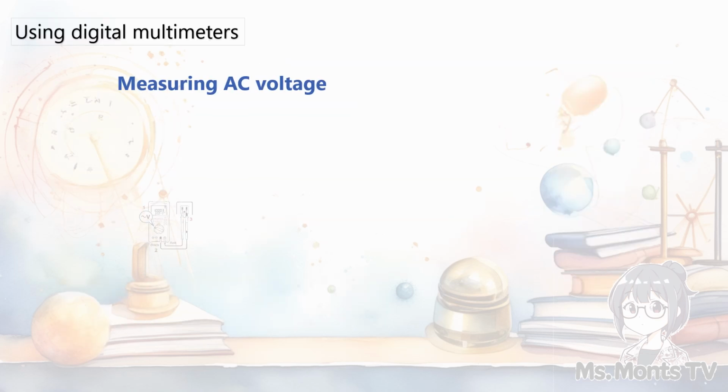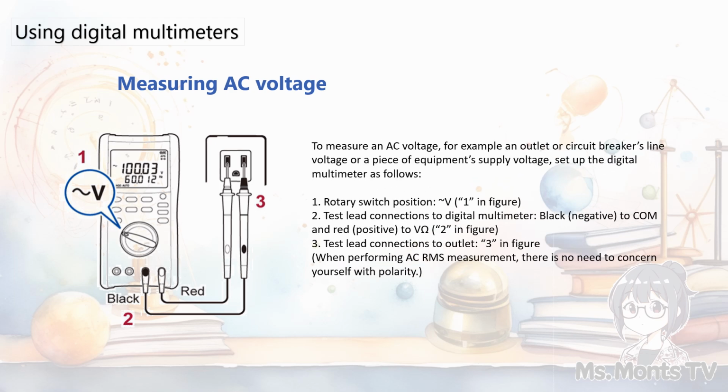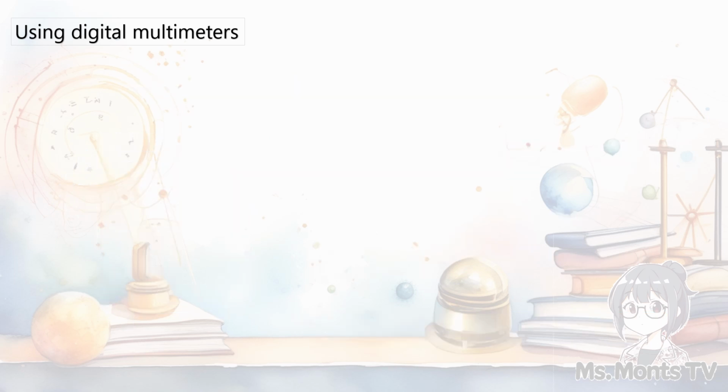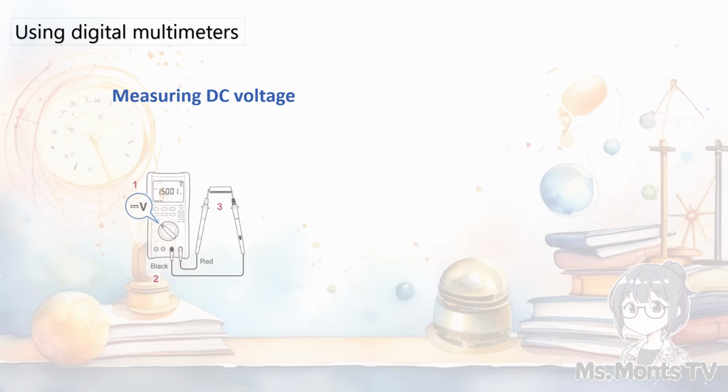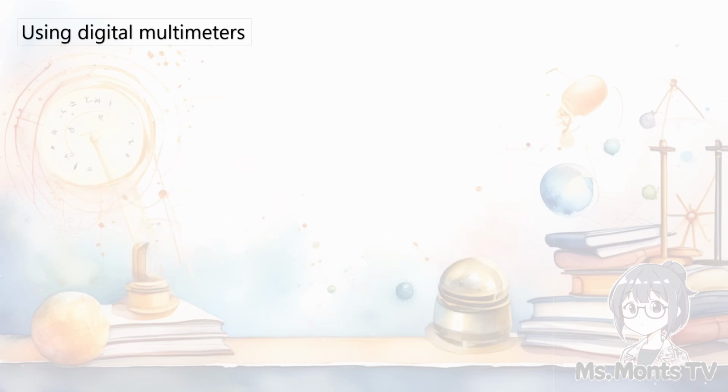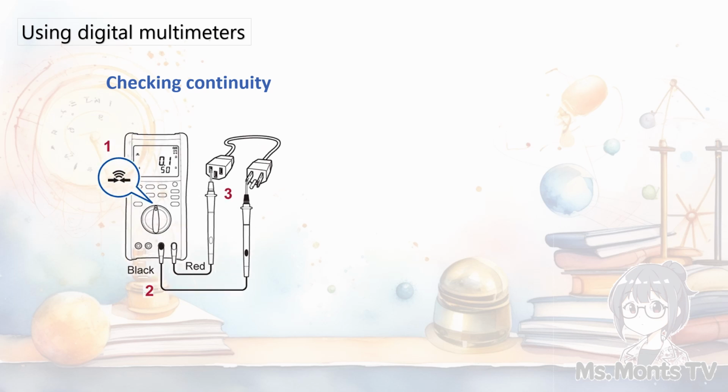So we can measure AC voltage. But remember, be very careful on where you connect the terminals because if you switch the terminals, the multimeter tester might break. So you can also measure DC voltage. And also you can check continuity of the circuit.